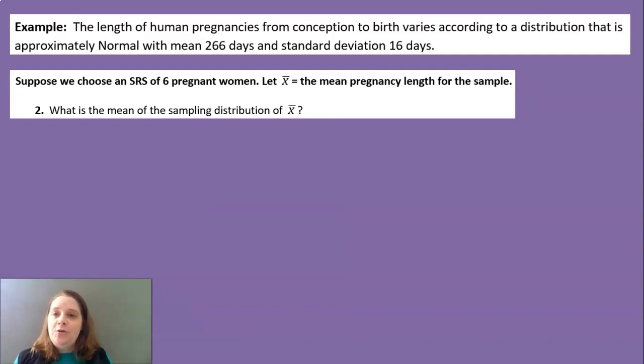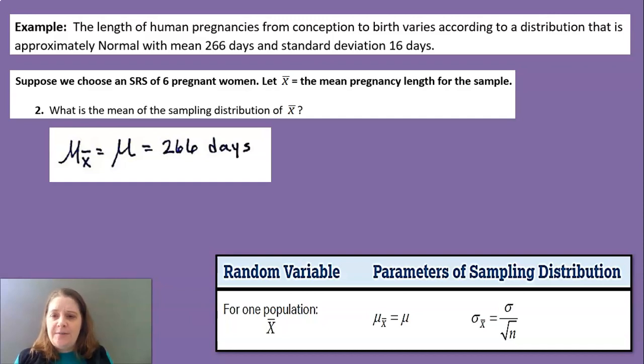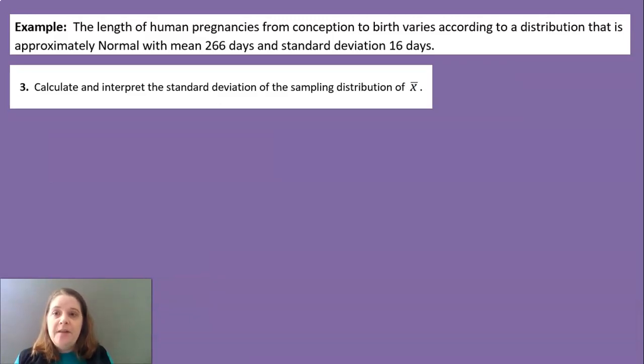Now suppose we choose a simple random sample of 6 pregnant women. Let X bar be the mean pregnancy length for the sample. What is the mean of the sampling distribution for X bar? All right, so from my formula sheet, I know that the mean of X bar is the same as the mean of the population. And since the mean of the population was 266 days, the mean of the sampling distribution should be 266 days.